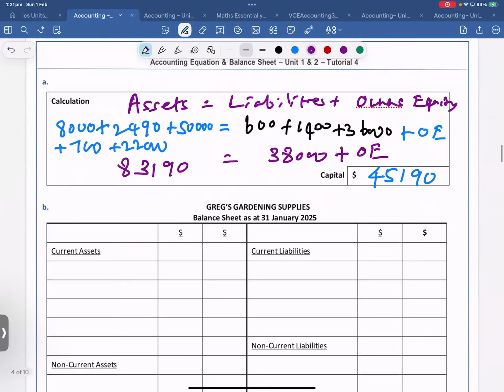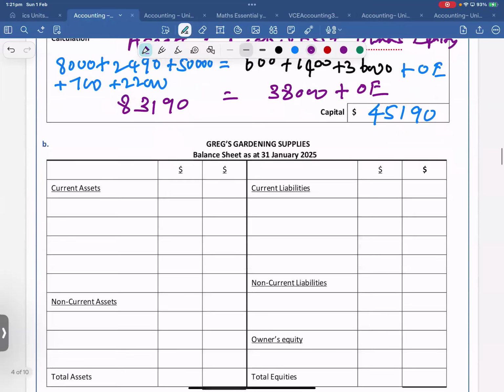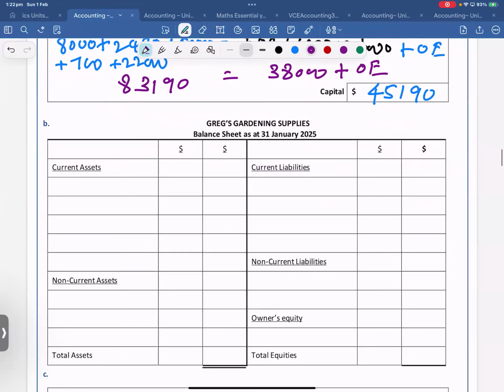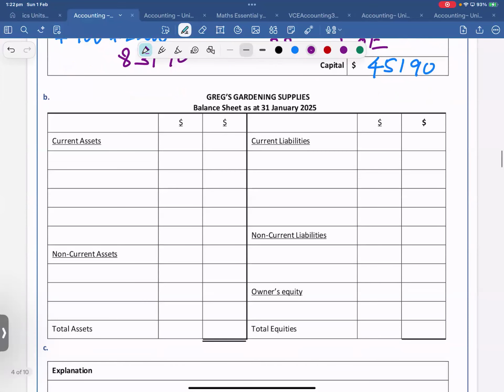Okay. Then how would we do the balance sheet, part B? Are you okay with the balance sheet? Did you do it? Very good. Can I see? Did you have any problem? Yes, owner's equity. So you have put the owner's equity here, which is 45,190. Is capital the same as owner's equity? Same thing. Actually a little bit different, but at this point, you can consider it the same thing.